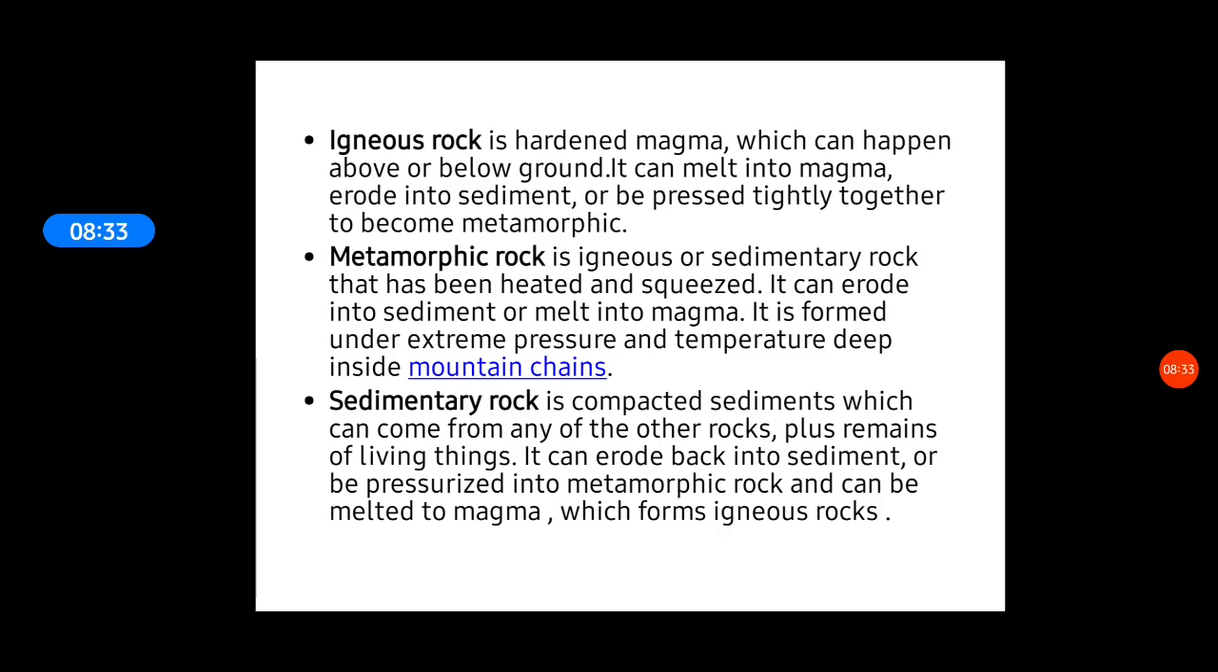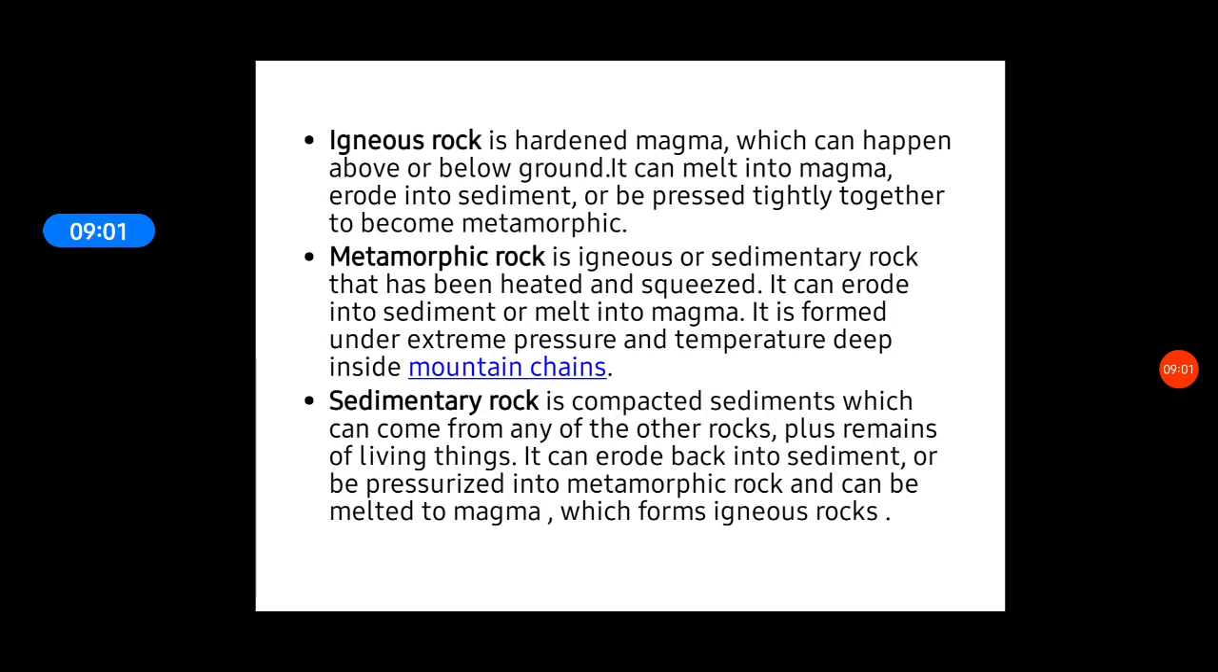Now, next is sedimentary rock. Sedimentary rock is compacted sediments. In the previous video, we read that over a place for a long period of time, things are settling down, they are cementing together, and those layered structures are called sedimentary rocks. So, now what is happening? It is compacted sediments which can form any of the other rock types plus remains of living things. It can erode back into sediments or be pressurized into metamorphic. Now, this all happens when we are in the rock cycle.